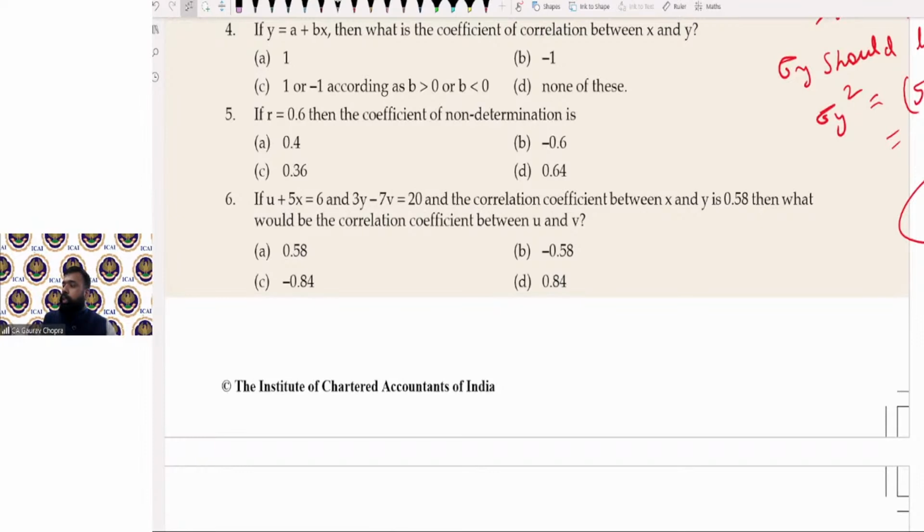Okay. Then Swati is asking, do we have revision classes? See, you can do revision on the Students Clinic app. So there you can revise, no need to worry, live as well as recorded, both of them.